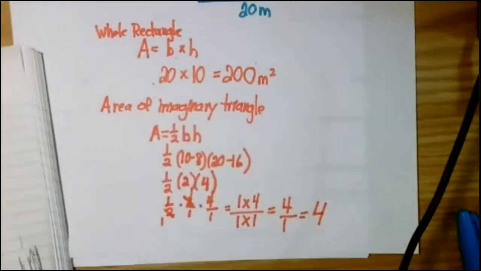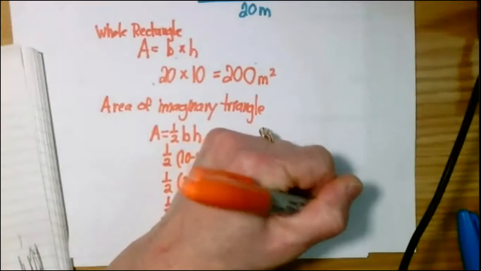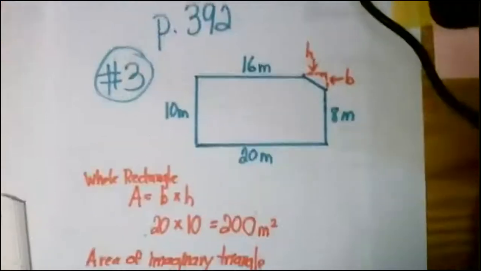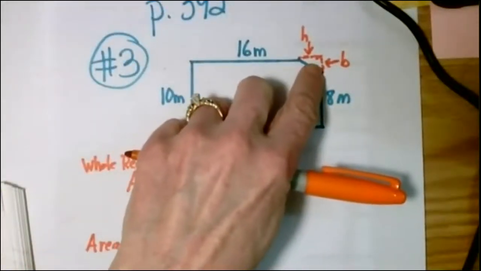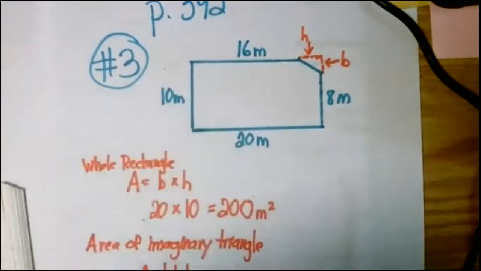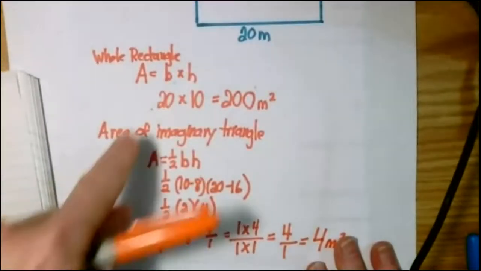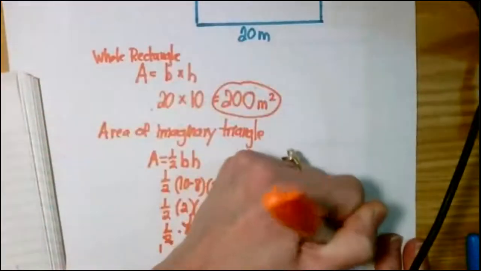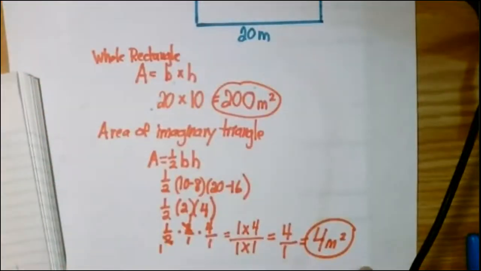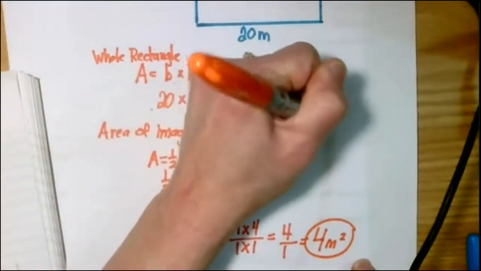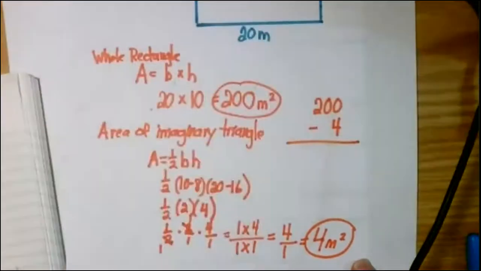I'm not done. I have just found the area of this tiny little triangle up here. What I need is the area of this blue shape. I've also found the area of the whole rectangle. So we'll circle that. And I found the area of that tiny triangle. Now I need to subtract out the whole rectangle minus the tiny triangle.